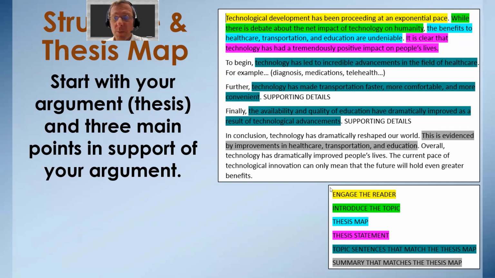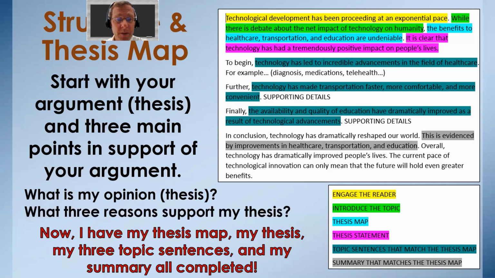So I've got 3 strong points. And then I've got my thesis statement highlighted there in purple. I can see the topic sentences, which are highlighted in dark blue. They all match the thesis map, and they match up to the summary. Okay, so everything follows that outline that we looked at in our last class.